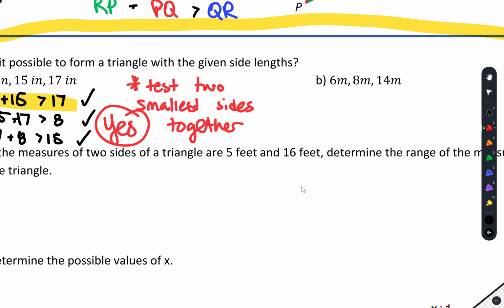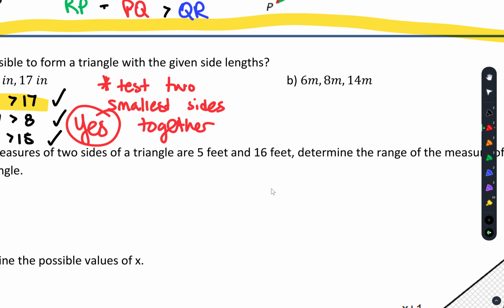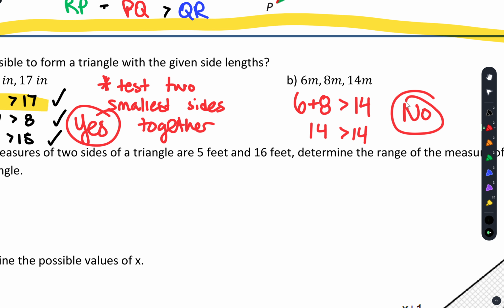Let's do the same thing with letter B. The two smallest sides are 6 and 8. Do 6 plus 8 make greater than 14? 14 is not greater than 14, so we would say no for letter B. Good?